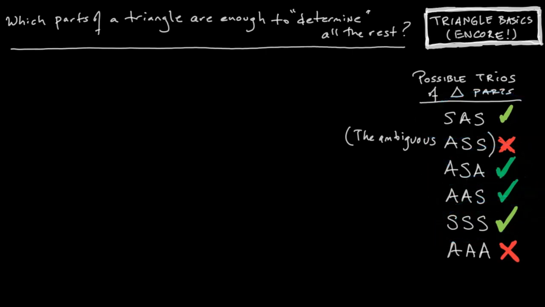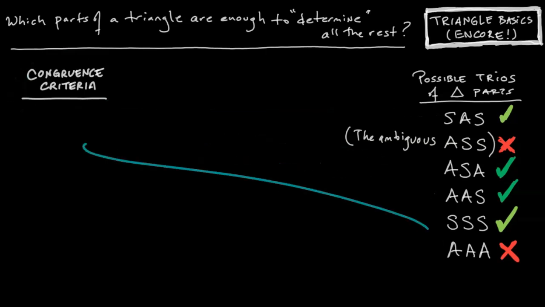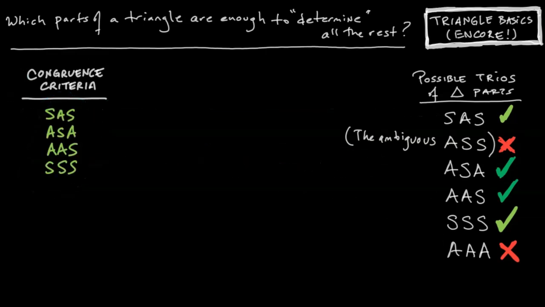You may know them already, and certainly if you've been reading the book, as congruence criteria. So let me import those four over here. When we were talking about determining a triangle, having enough information to nail down both the shape and the size of the triangle, the fancy term for triangles that are equal in that sense, triangles that have the same shape and the same size, are congruent triangles.